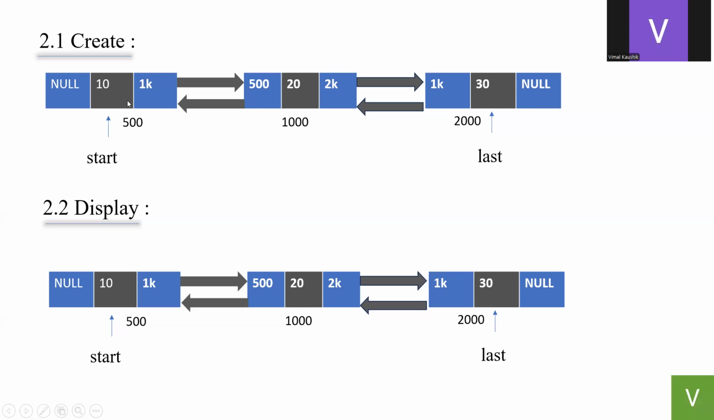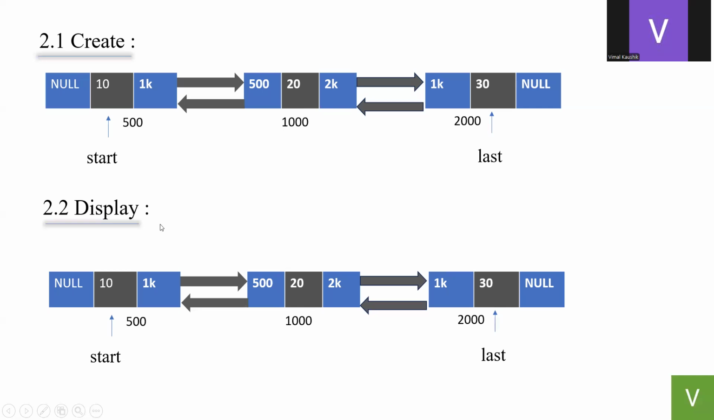Now observe the links. In the first node, the third block consists of 1000, which represents the next address location. Similarly, in the second node, the previous link is 500, which represents the previous node, and the next link is 2000, which represents the next node. Similarly, for the last node. So this is about creation operation.